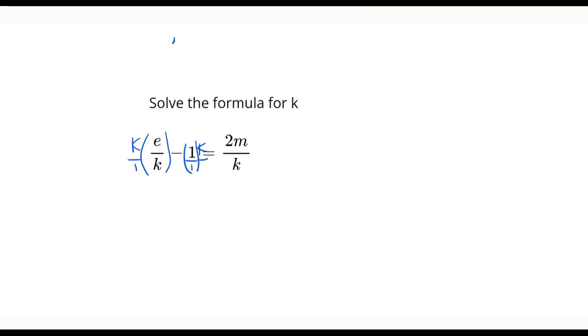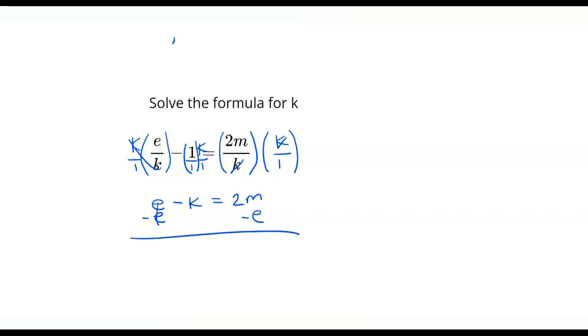Now I can do this when I'm multiplying in an equation. I can multiply each by the same number and it keeps that equation balanced. Okay, so these two cancel and I'm left with just e. Here I'm left with minus 1k, or just minus k, equals, these k's will cancel, and I'm left with just 2m. So I need to solve for k, so I subtract e from both sides. I get negative k equals 2m minus e.